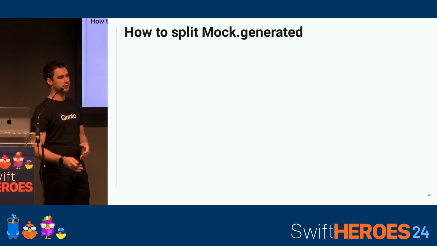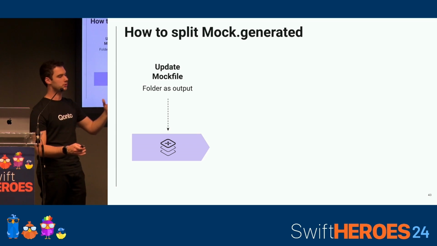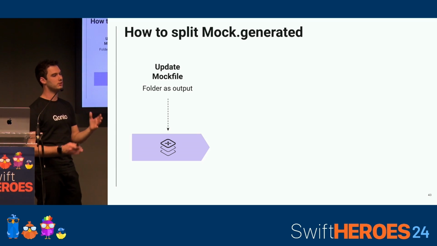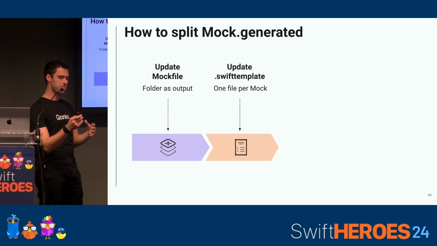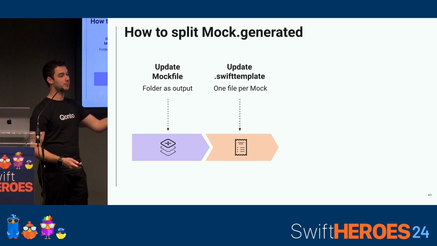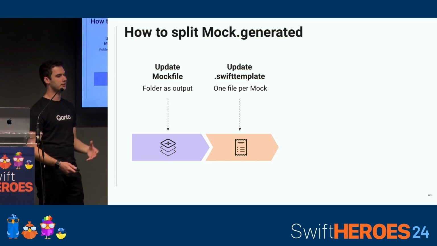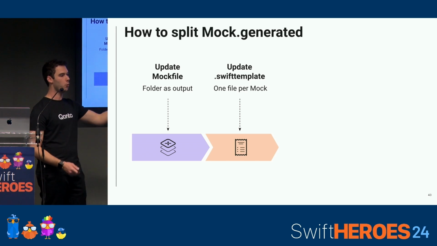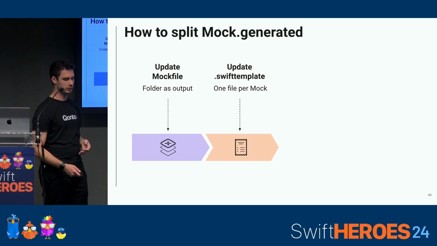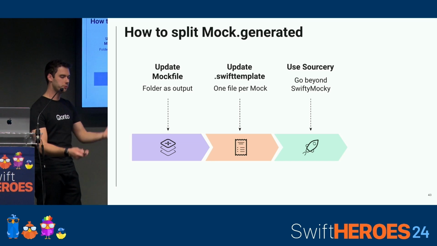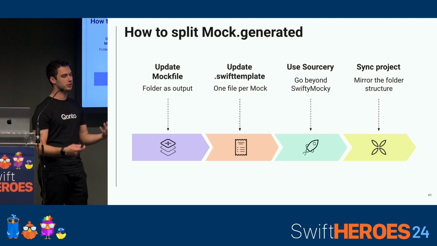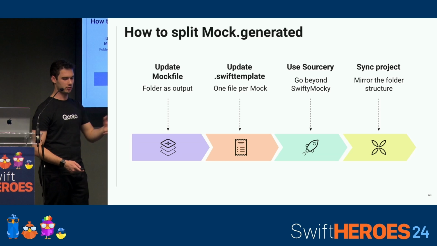So to split the Mock.generated, there are 4 steps. We'll start by updating the mock file to output a folder instead of a single file. The second thing we're going to do is the update to the template. So we'll specify that the mock generation will happen one per each file and not only one file. We'll then use Sourcery directly to go beyond the limitations of SwiftyMocky. And finally, we need to synchronize the Xcode project with the newly created folder structure in your file system.